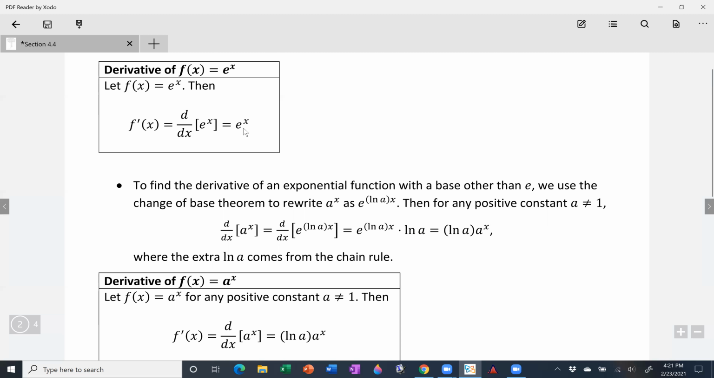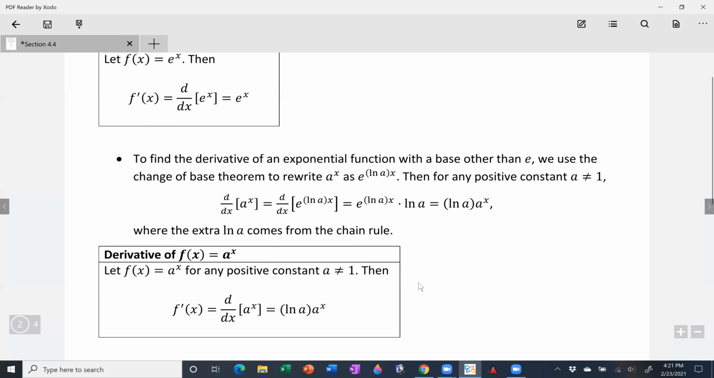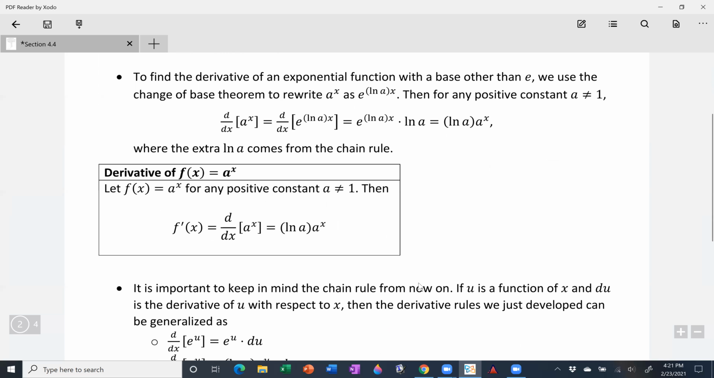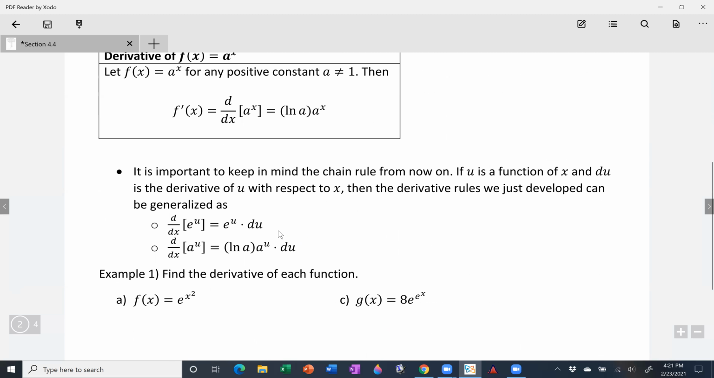So the derivative of e to the x is itself, but the derivative of e raised to some stuff is going to be all of itself with the stuff up there, and then times the derivative of the stuff. We'll do plenty of examples, but I want to box that result right there. We didn't need to do that whole limit definition process because we already did it for e to the x. So the derivative of a to the x is just going to be ln a times a to the x. Still a pretty nice result, but we get this extra ln a that pops out from the chain rule. I want to really make a note of that. It's important to keep in mind the chain rule from now on.